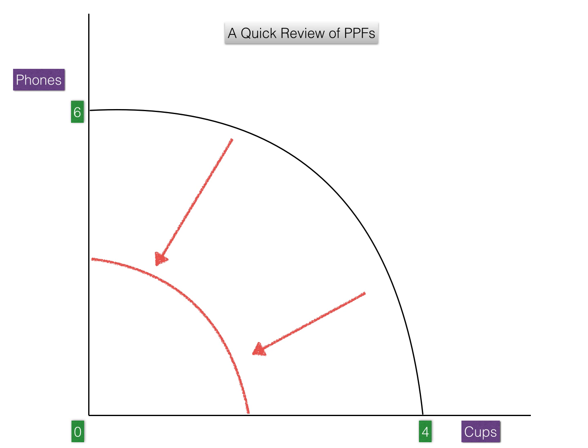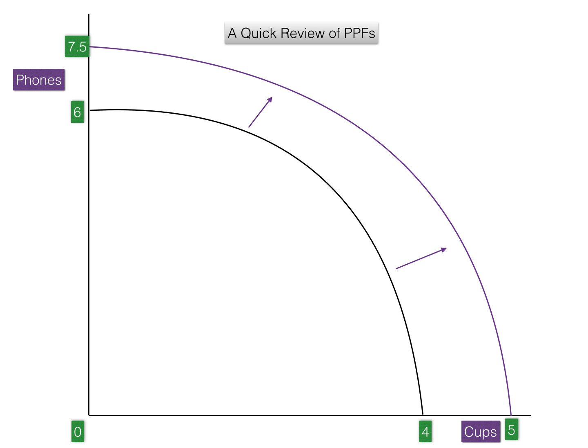If we have a reduction in the amount or the ability of the factors of production, the PPF can shift inwards. Likewise, if we have an increase in the number of factors of production or their ability, the PPF can shift outwards, meaning we can produce more goods.